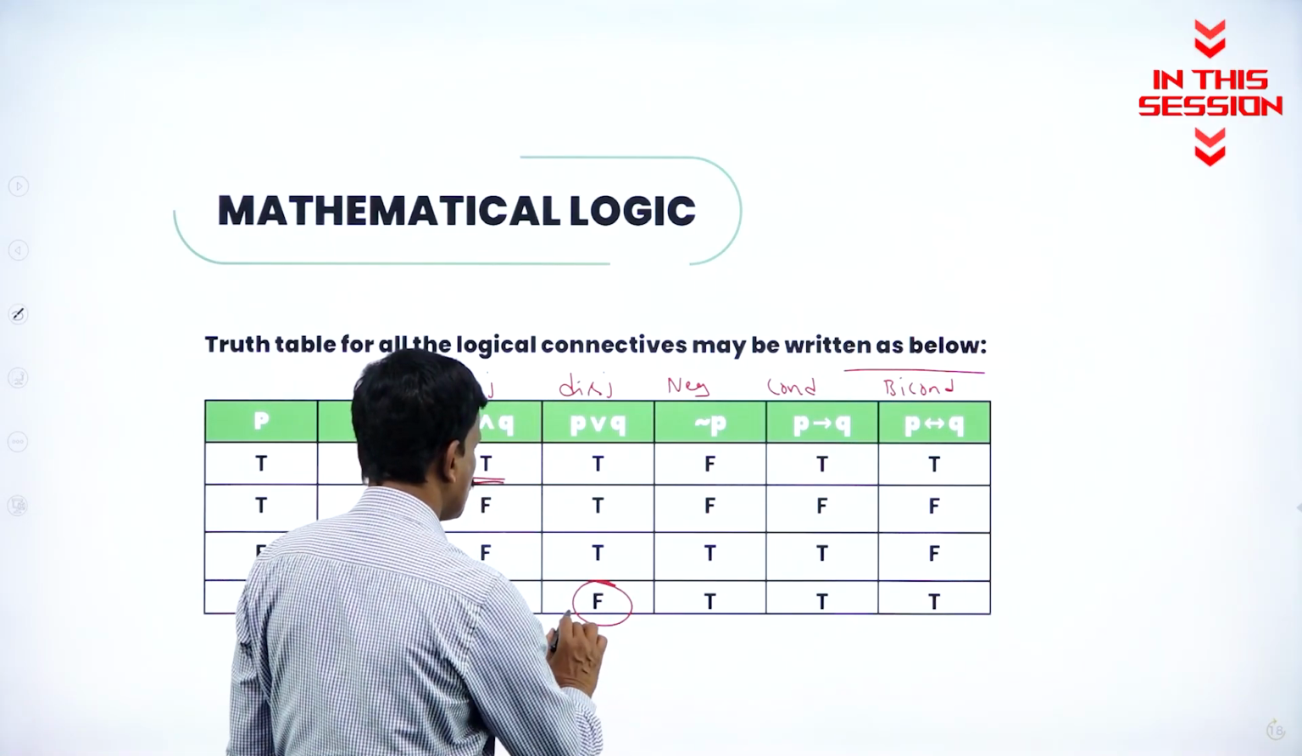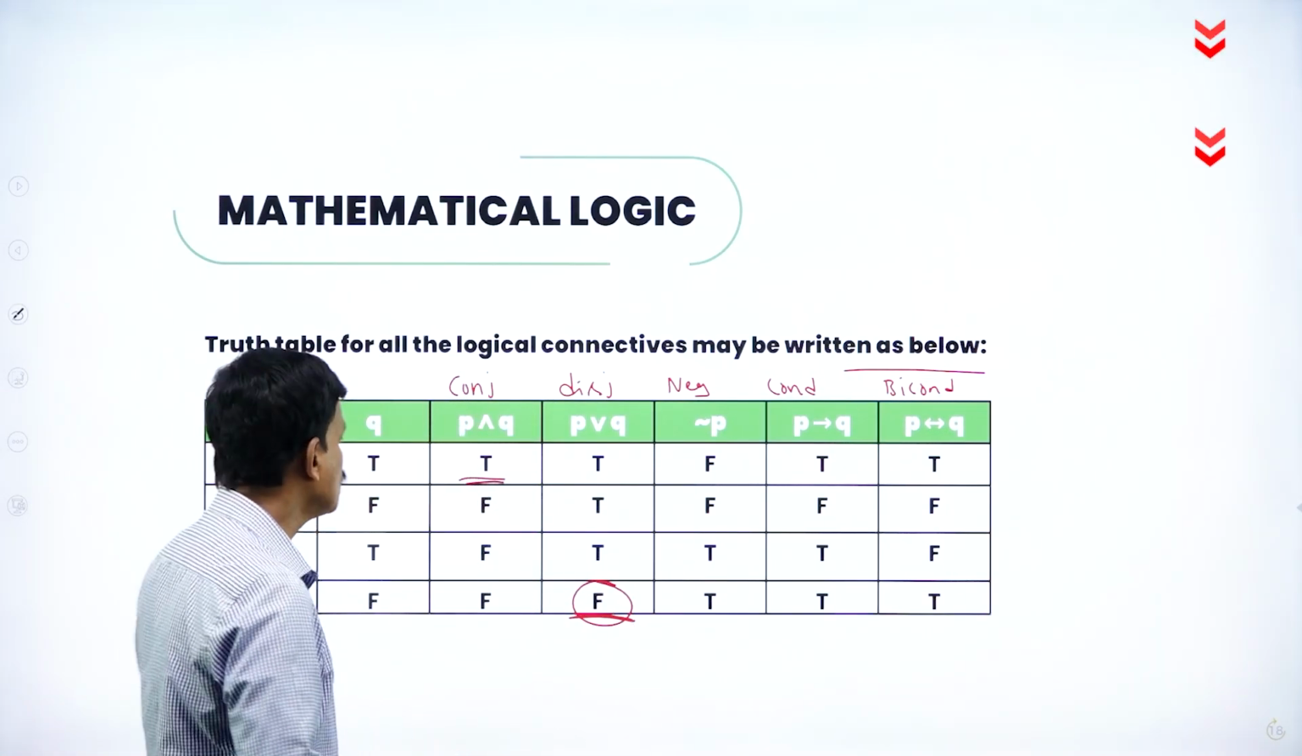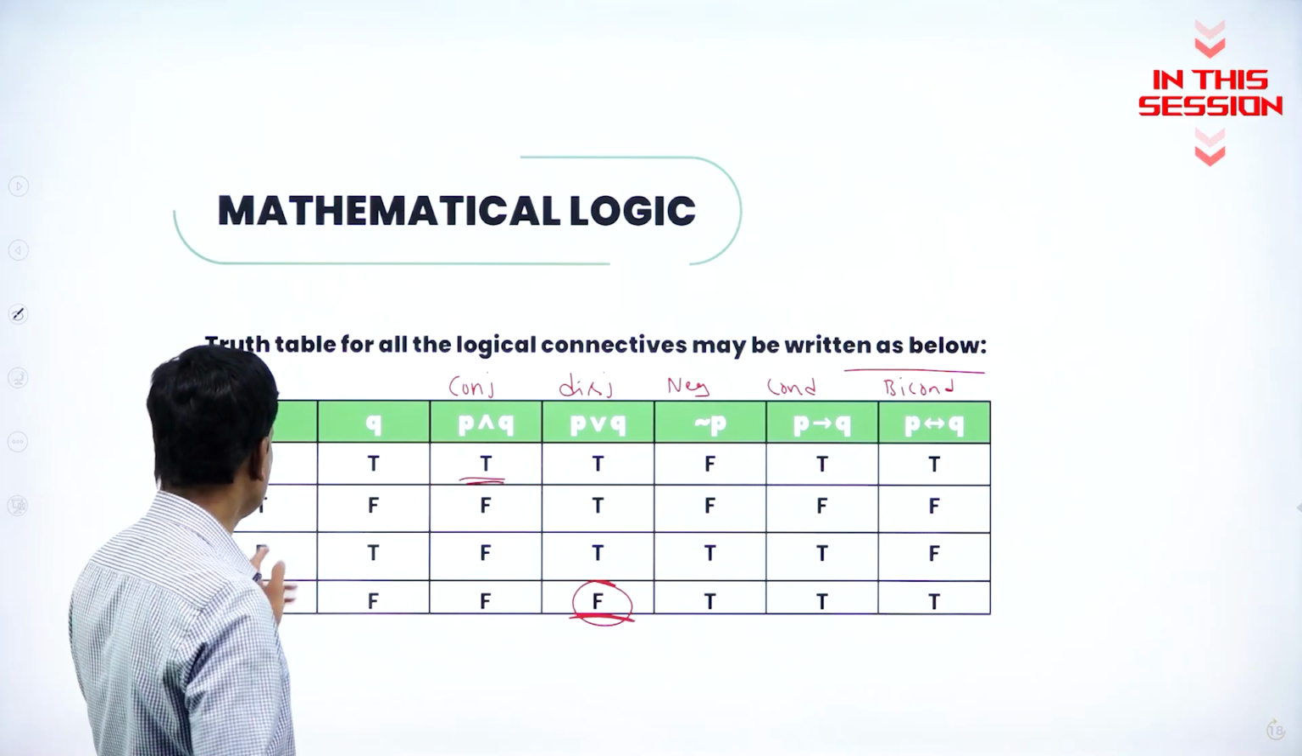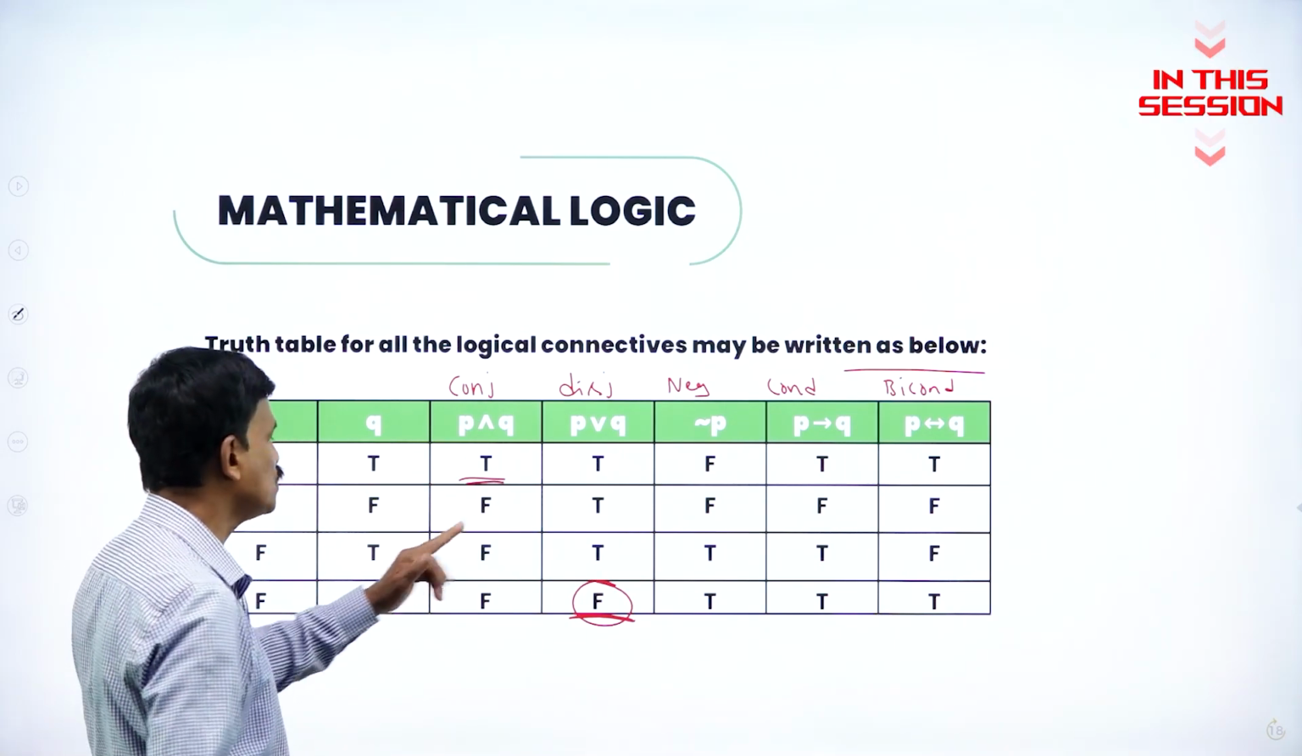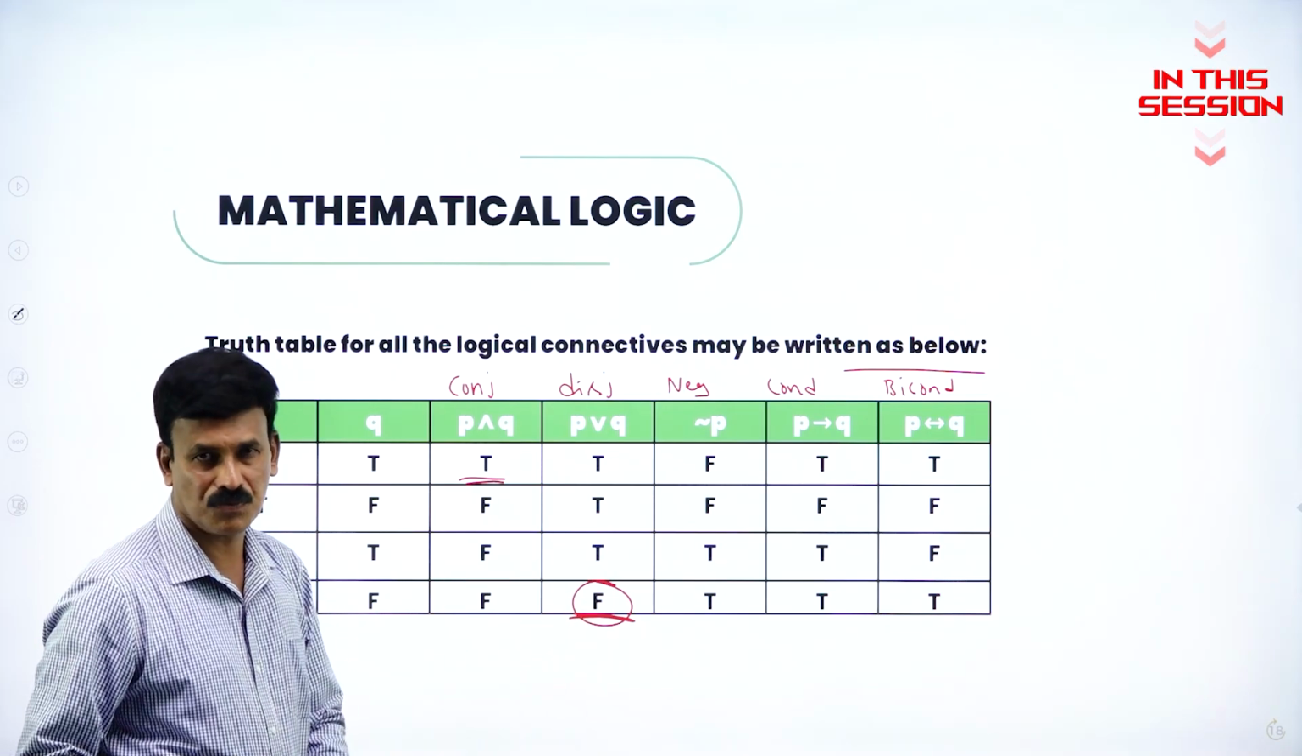False and false is false. In all other cases, it is true. So true and true is true. True and false is also true. False and true is also true. False and false is false. Right?